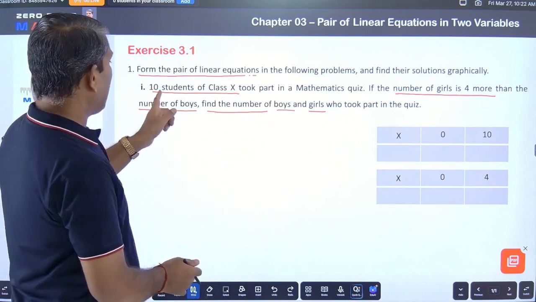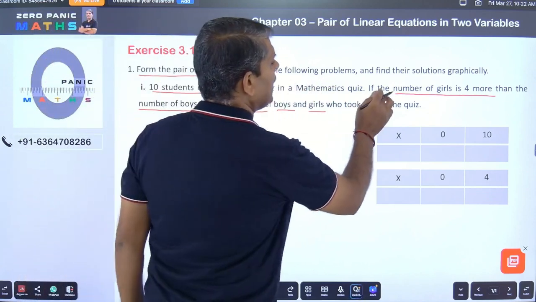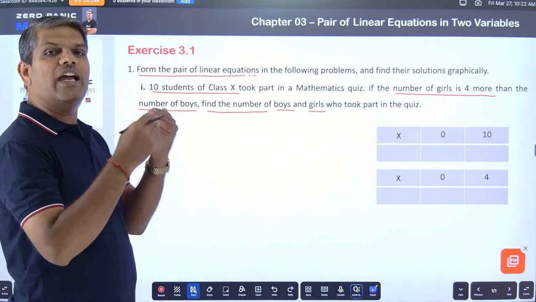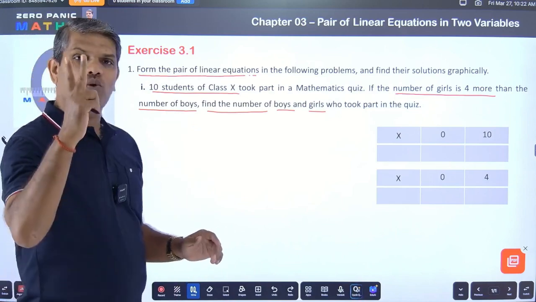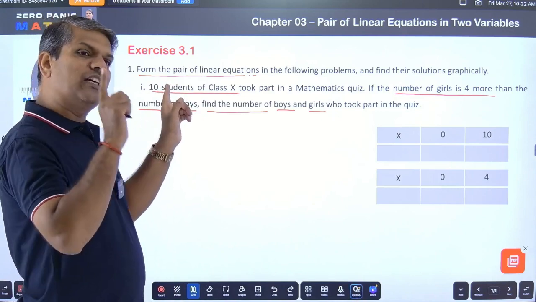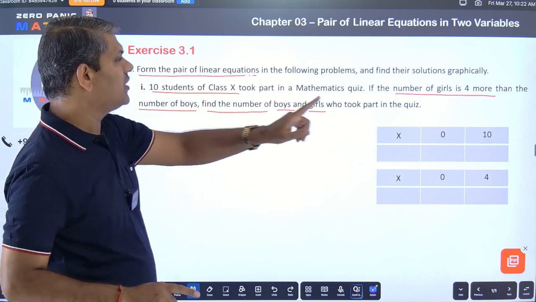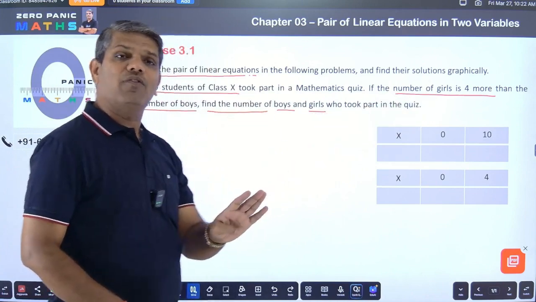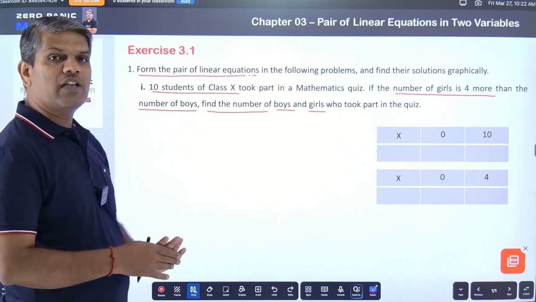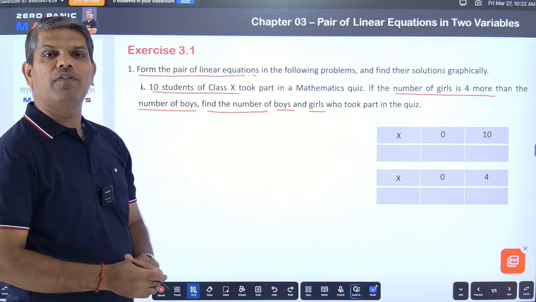Let us read the question once again. 10 students of class 10 took part in a mathematics quiz. Next, if the number of girls is 4 more than the number of boys, that is additional information given. There are two inputs given here. One is totally 10 students, that means girls plus boys is 10 students, they took part in the mathematics quiz. Second part is number of girls that took part in the quiz is 4 more than the number of boys. And finally, what is asked? Find the number of boys and number of girls.